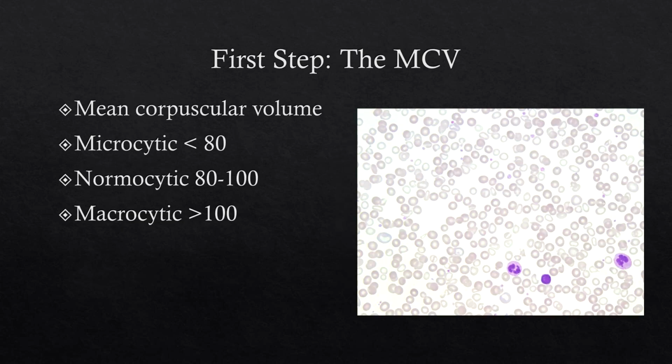First step in diagnosing any anemia is looking at the MCV, or the mean corpuscular volume. And that simply is exactly what it sounds like. It's the volume of the corpuscle, which is the RBC. The general values that I use: 80 to 100 is normal MCV, so that'd be considered normocytic. And then microcytic is less than 80, macrocytic over 100.